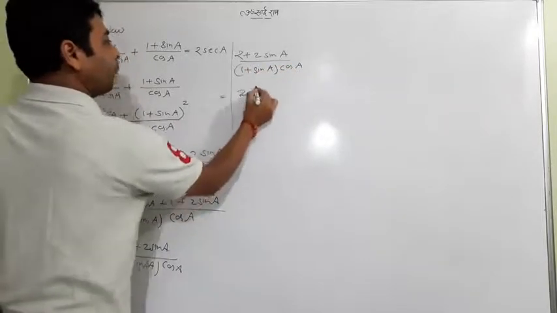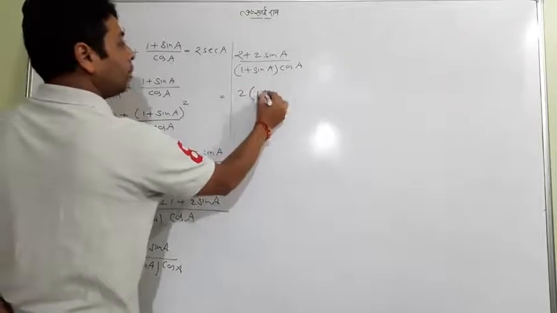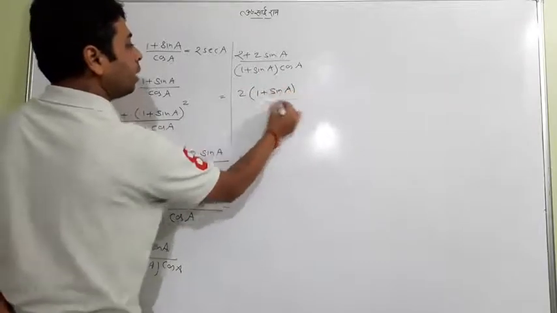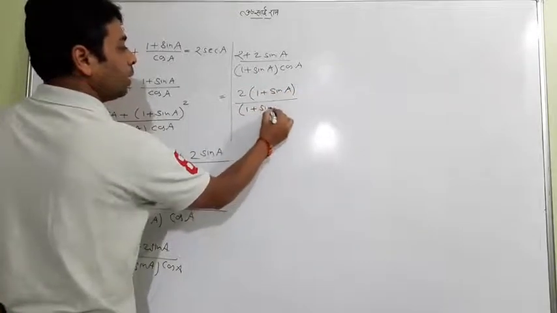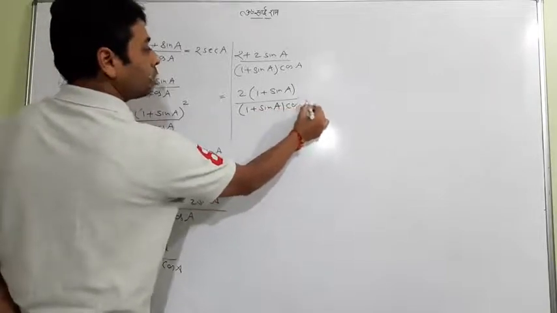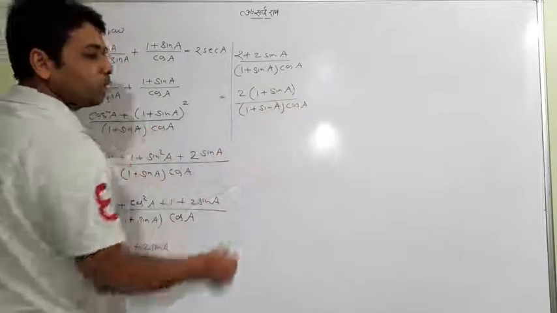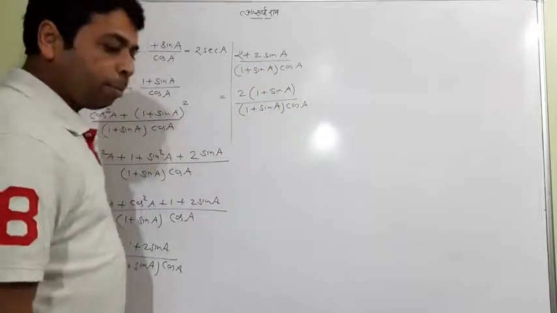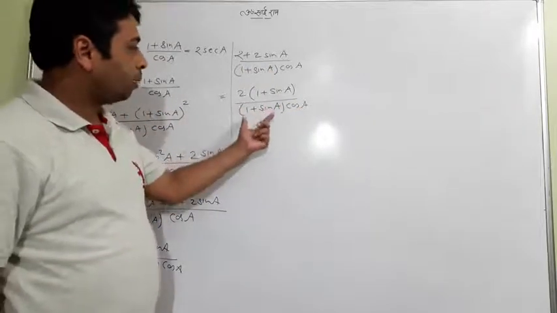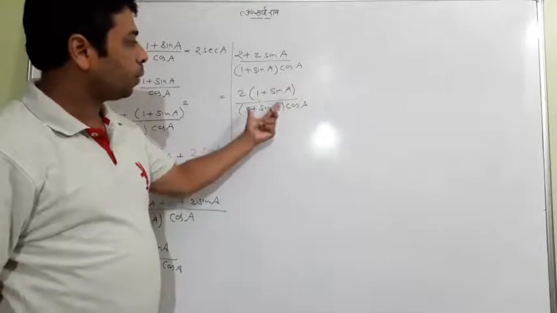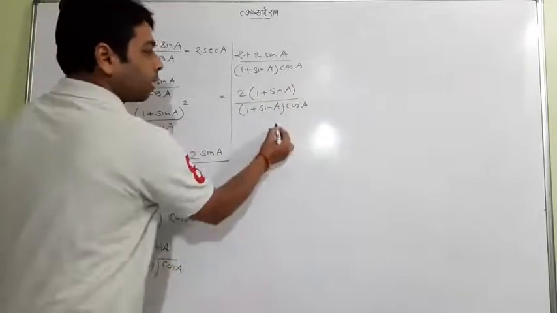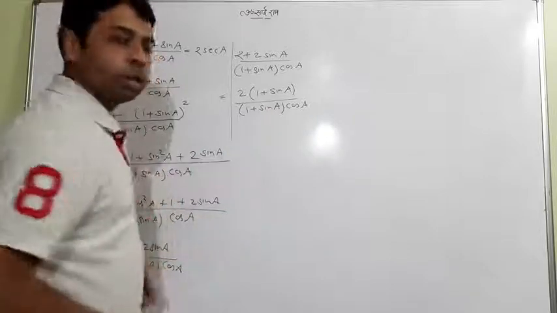Take out 2 common from the upside: 1 plus sin A remaining upon 1 plus sin A into cos A. 2 I took common, 1 plus sin A remaining, and the downside is the same. And a very important thing has come: these two terms are equal, and this is in multiplication. Definitely the whole term will cancel.